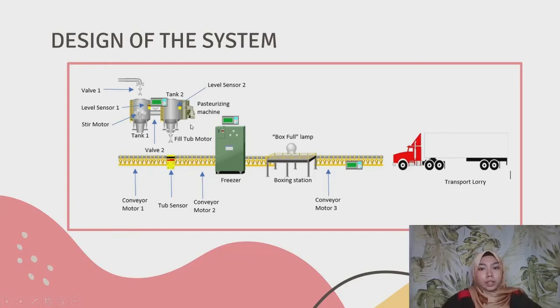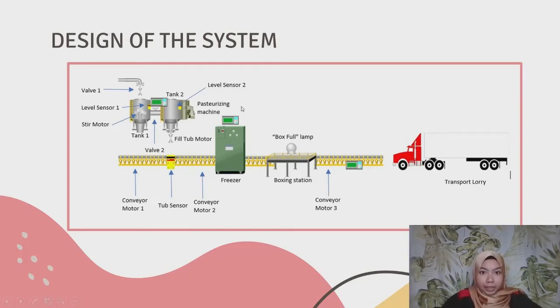Once the whole pasteurizing process is done, conveyor motor 1 will be turned on and the top sensor will sense the presence of top. If there is a presence of top, the fill-top motor will fill in the top until another sensor, which is the full top sensor, detects the top as fully filled. Once the top is fully filled, conveyor motor 2, which is attached to the freezer, will be activated and transfer the top to the freezer.